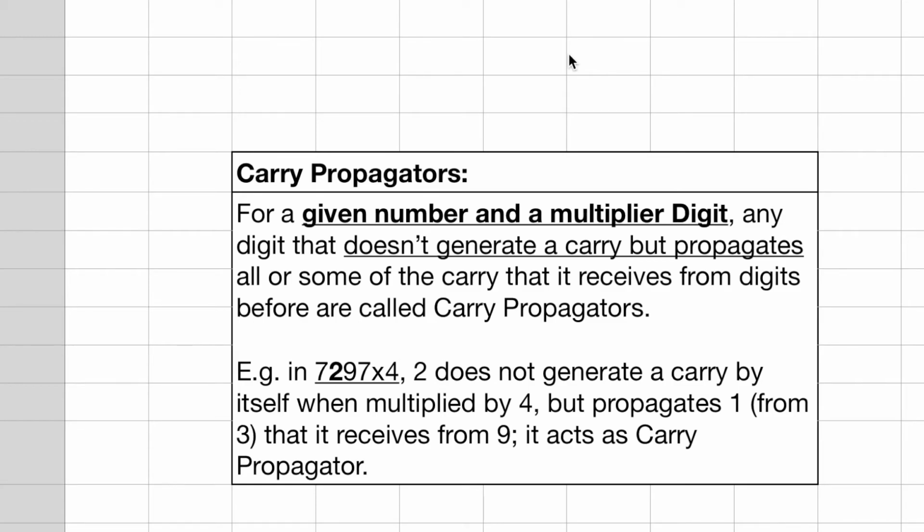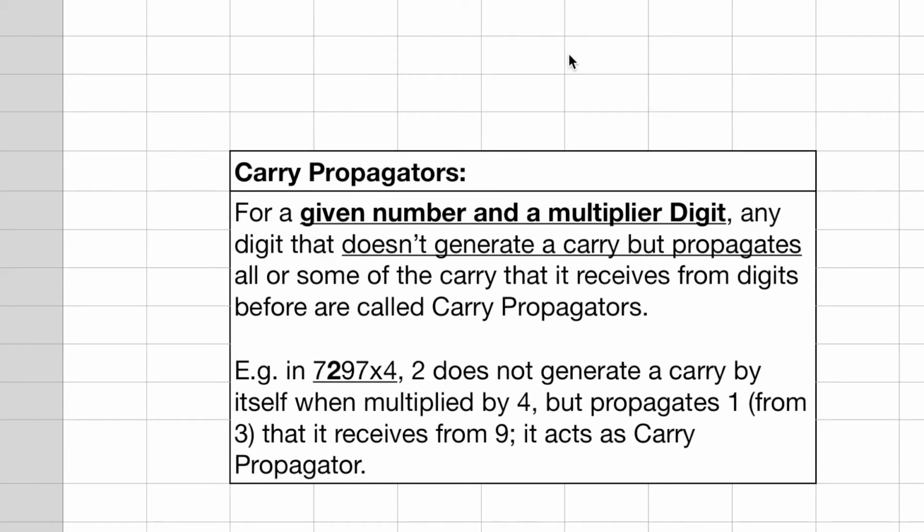Now let's come to the next concept of carry propagators. So here the context is of a number and a multiplier digit. So here it is 7297 times 4. So in this example, 2 does not generate a carry by itself. However, it receives a carryover of 3 from 9 and it hands over 1 to 7 because 2 times 4 is 8 plus 3, 11, and gives 1 to 7. So it acts as a carry propagator.